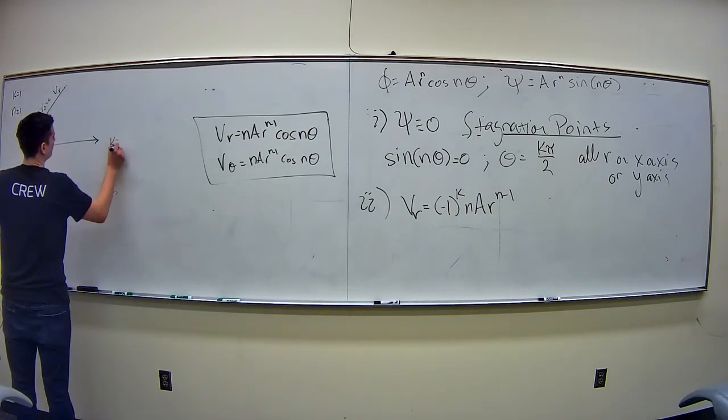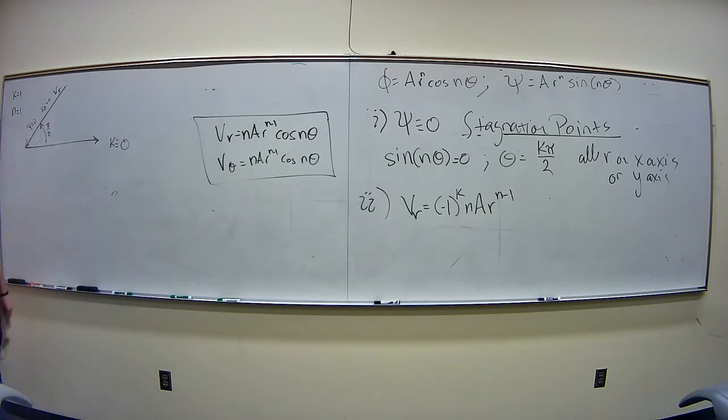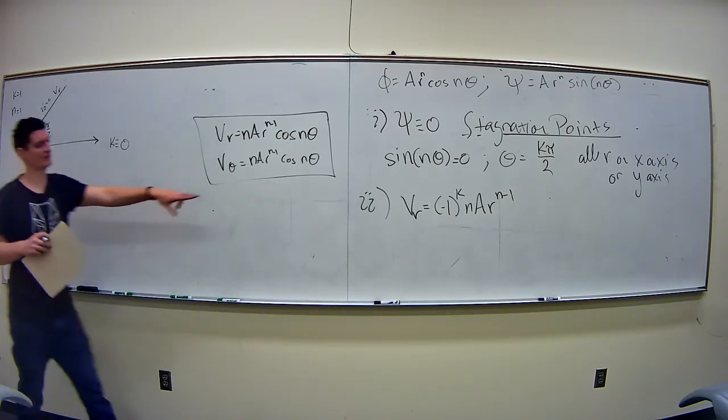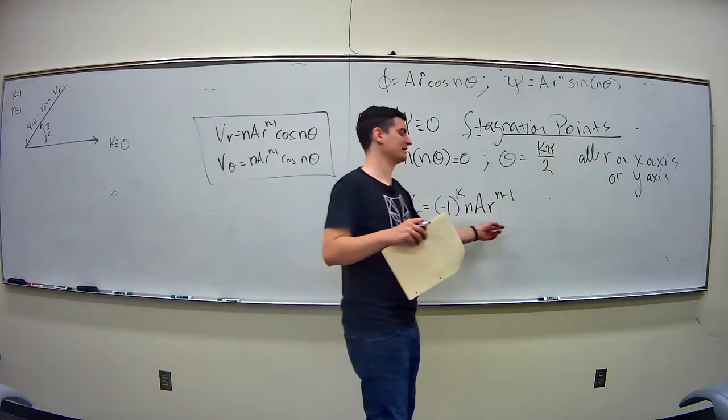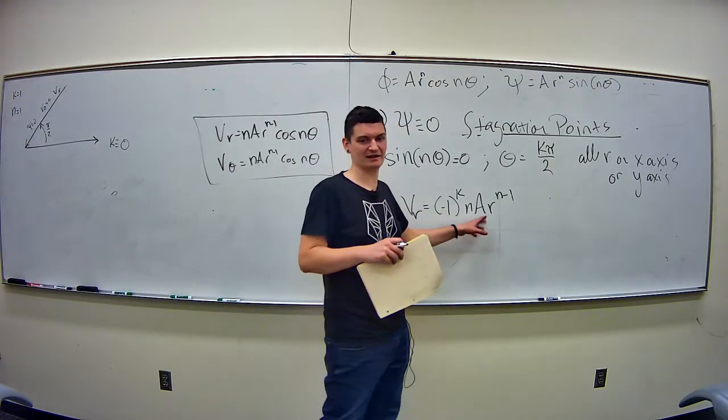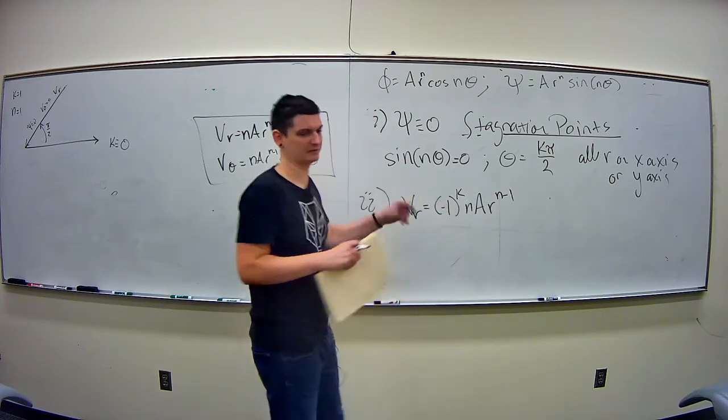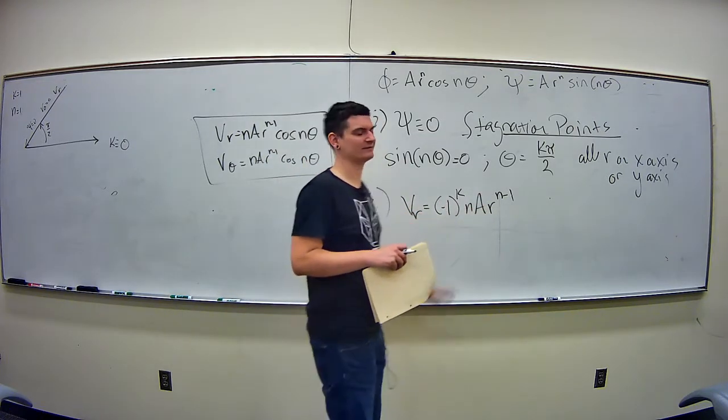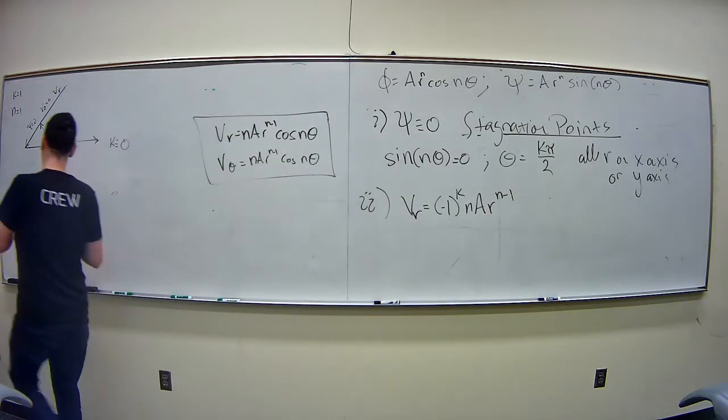Here, k is equal to 0. So that means the direction is right. Any number to the 0th power is just 1. I have n, and none of these things are negative besides the a. If you flip the a, all this would be reversed. Say a is positive. So that's some angle right here.